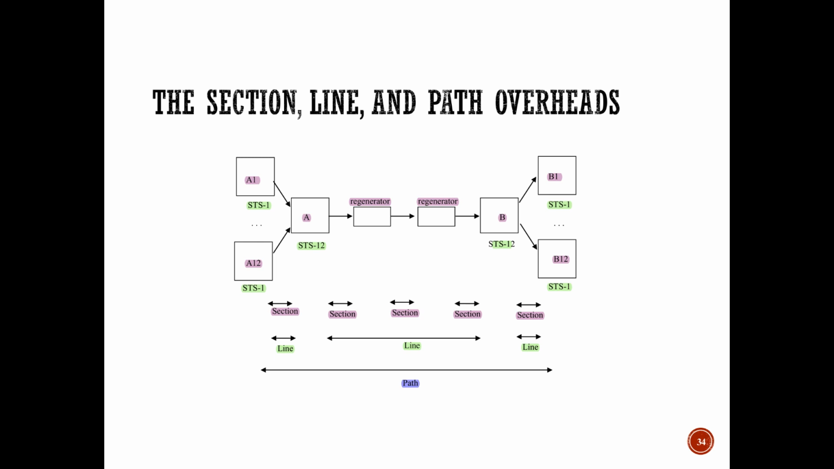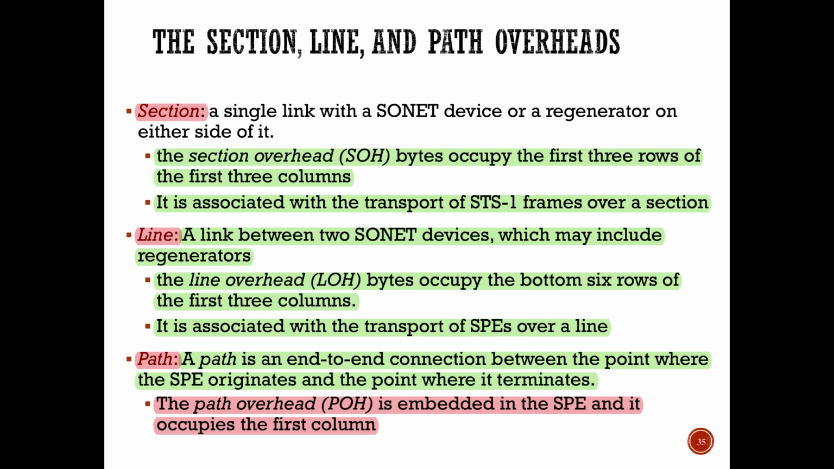The section, line, and path overheads. Section: a single link with a SONET device or a regenerator on either side of it. The section overhead, SOH, bytes occupy the first 3 rows of the first 3 columns. It is associated with the transport of STS-1 frames over a section. Line: a link between 2 SONET devices, which may include regenerators. The line overhead, LOH, bytes occupy the bottom 6 rows of the first 3 columns. It is associated with the transport of SPEs over a line.